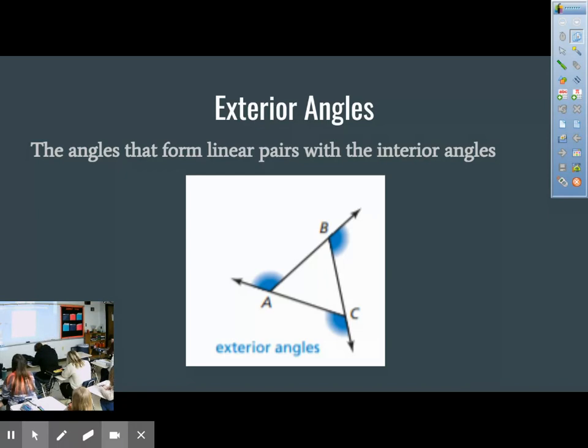Give me a second to finish coloring first. So my orange is the interior and the blue is the exterior.